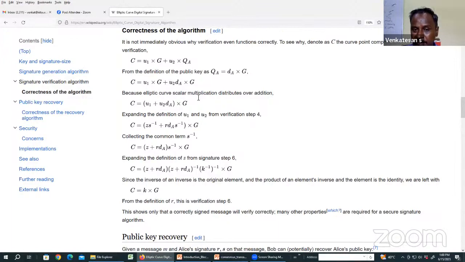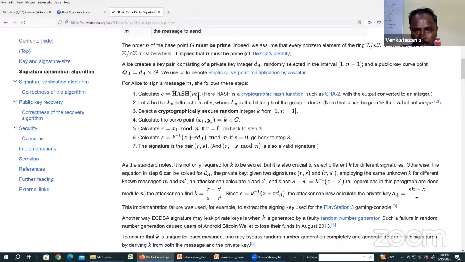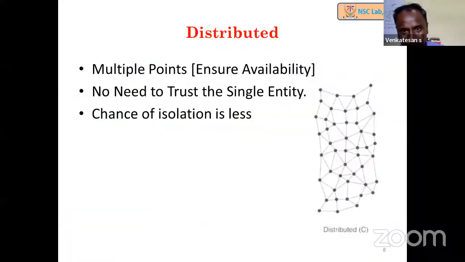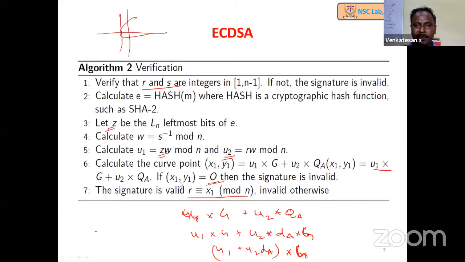And we are multiplying with the base point, which is kg. And if we see, r is the x value of k into g. So with this, we verify that the signature done by so and so person is correct. Otherwise, we say it is not correct. So this is the way the elliptic curve digital signature algorithm works.